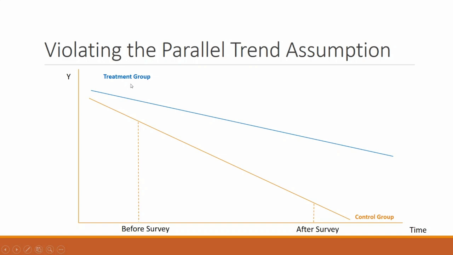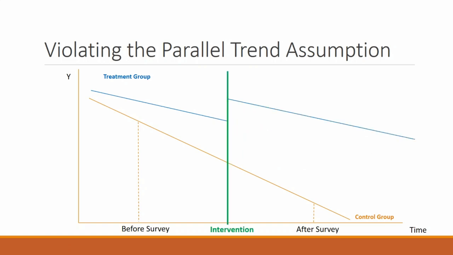All right, so here we go. We've got our treatment group and our control group. You'll notice here that our treatment group and our control group are not parallel. They change in different ways over time. As you go from the before to the after, they change in different ways. Why does that cause bias to the difference in difference model?